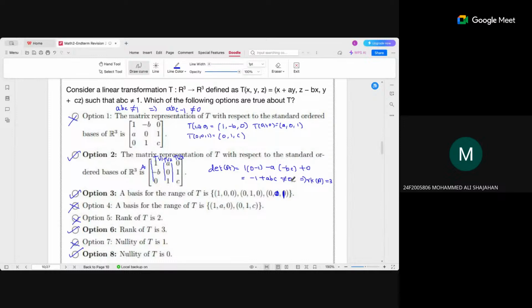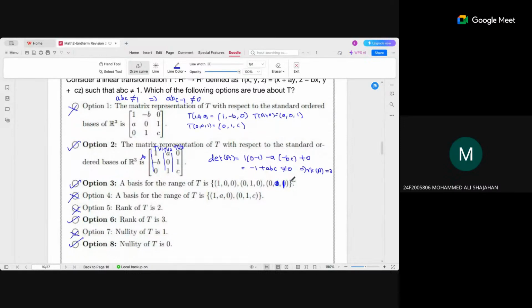One more thing, ma'am. Can you explain option 4? See, now the rank is 3. Rank is 3 means the range should have dimension 3. So range should have dimension 3 means how many elements should be there in the basis for range of T? 3 elements. So can option 4 be correct? No, ma'am.